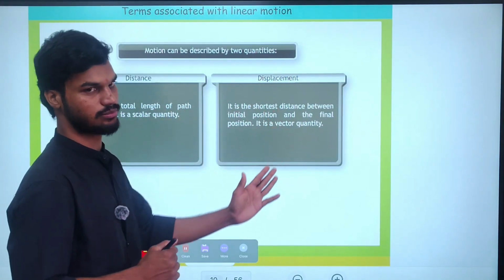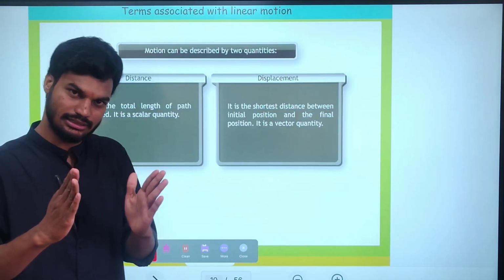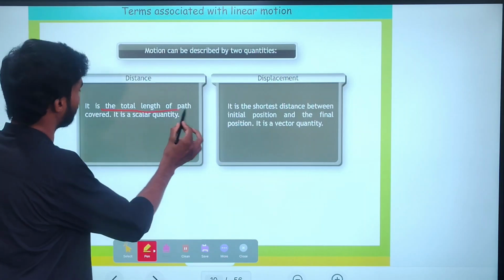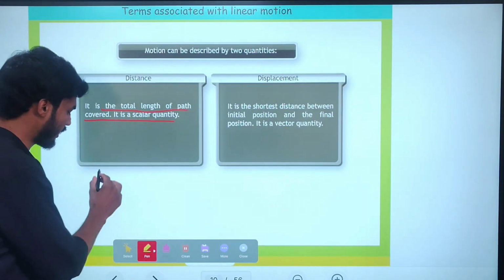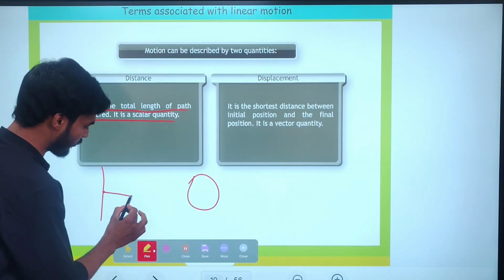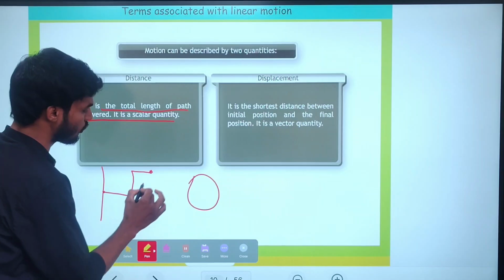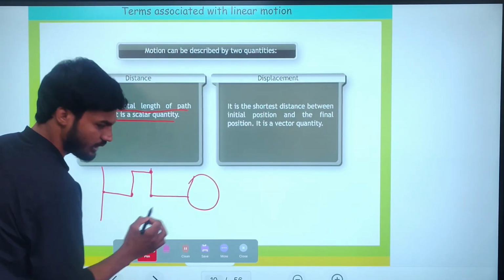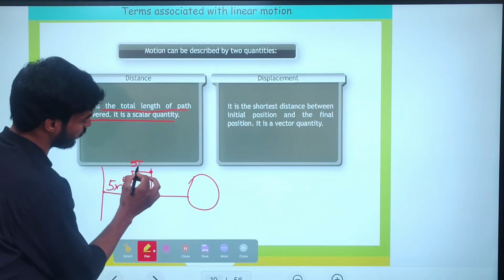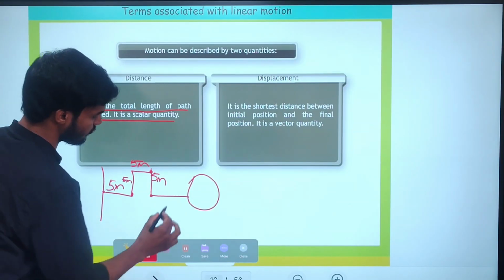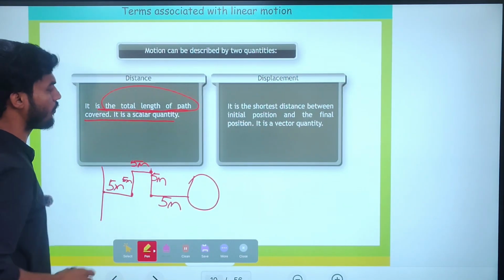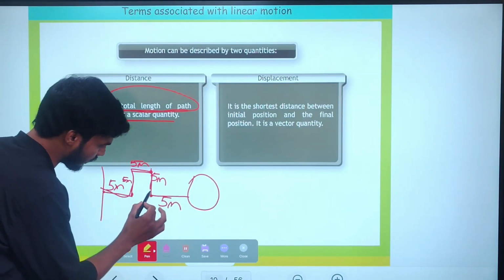And distance and displacement, what is the difference? What is the major difference between distance and displacement? Distance is the total length of path covered, a scalar quantity. For example, a boy starts early in the morning for his school and goes in this direction. Next he takes one more turn, and then the next turn, and from there he moves straight. Look here, it is 5 meters, 5 meters, 5 meters, again 5, 5 meters. Distance is the total length of path covered, so this total length we call distance.